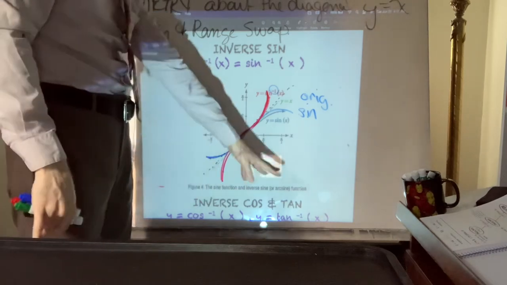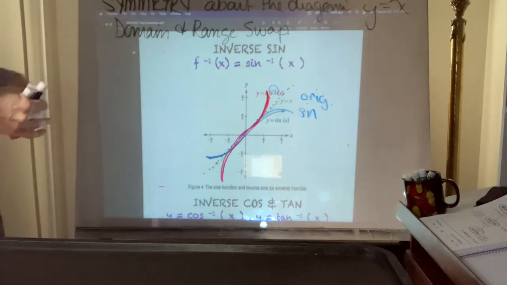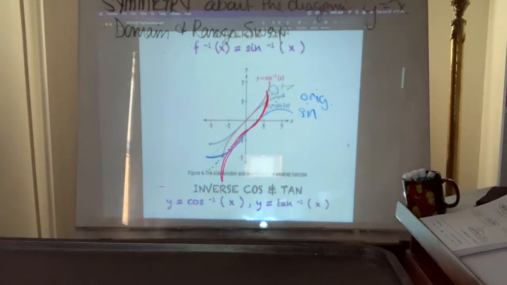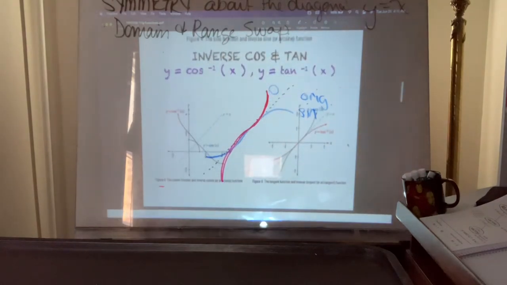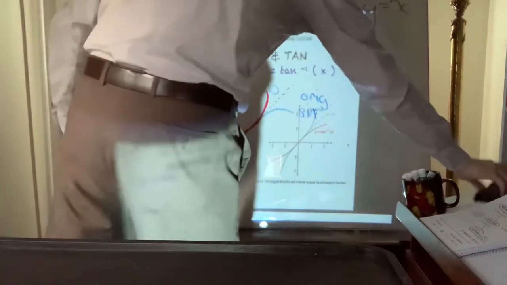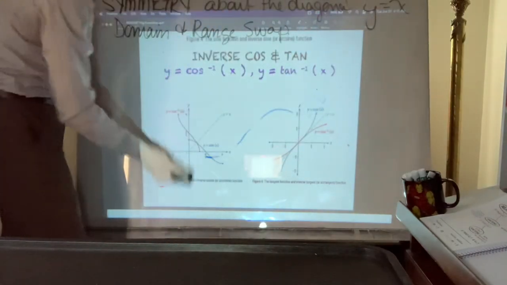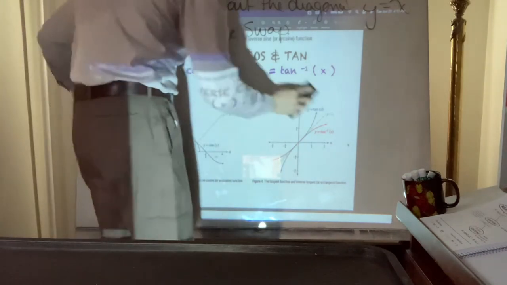Now down below, you'll see that for cosine and tangent as well. Here are those graphs respectively. I'm partial to the cosine one. It kind of looks like a bird in profile. That's kind of neat, right?